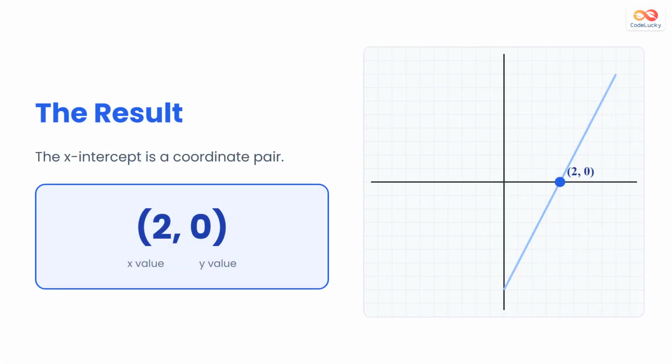We have our answer. The x value is 2. Since we started by setting y to 0, our final coordinate pair is (2, 0). This is the exact point where the line crosses the x-axis.